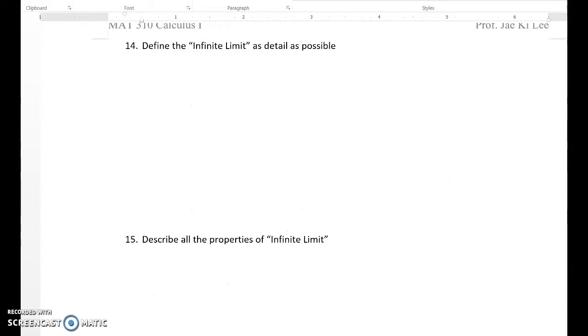Next section is infinite limit. What does infinite limit mean, and what are all the properties of infinite limit? Please read it by looking at page 83. This is section 1.5. Read all of this section, especially page 87, where you will see the properties of the infinite limit. So I'm not going to solve 14 and 15 for you. Just leave those questions so that we can talk about this topic next week. Good?